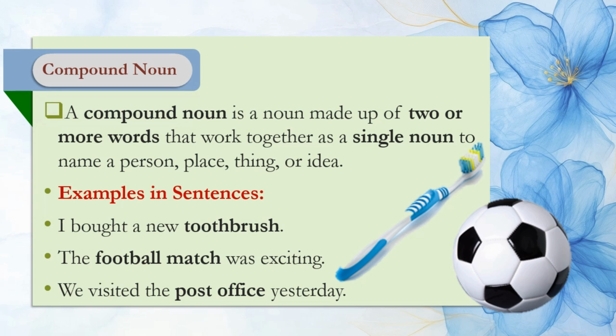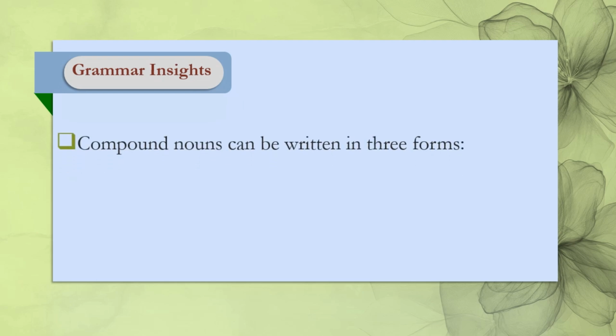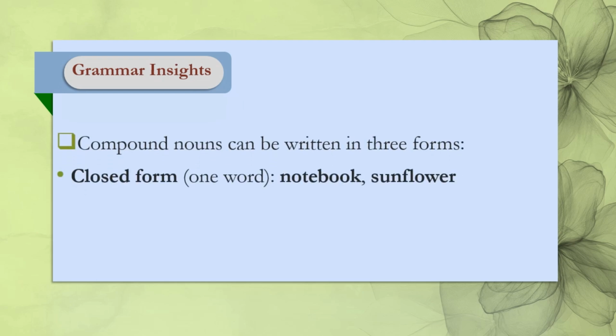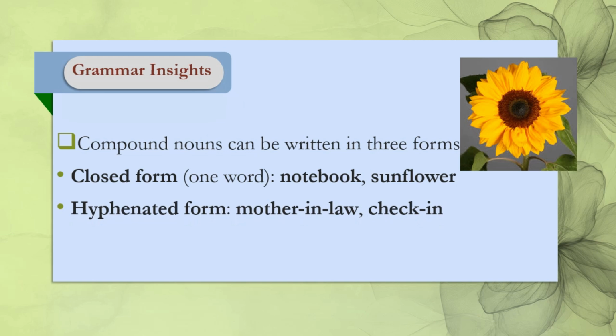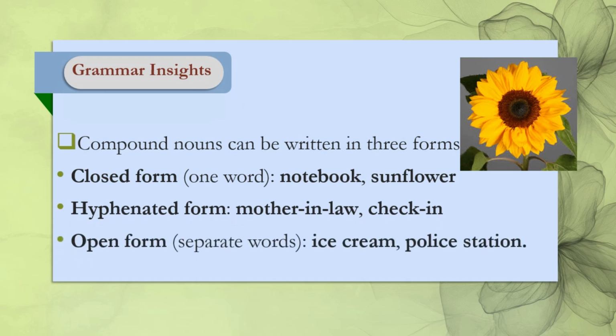We visited the post office yesterday. Post and office function together as a single place. Remember, even though they may be written as separate words, hyphenated, or combined, they all act as single nouns in sentences. Grammar insights. Compound nouns can be written in 3 forms: closed form, one word, notebook, sunflower. Hyphenated form, mother-in-law, check-in. Open form, separate words, ice cream, police station.